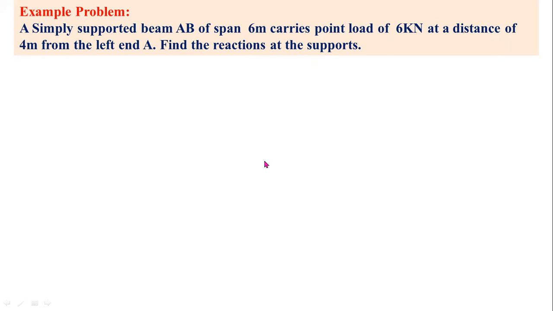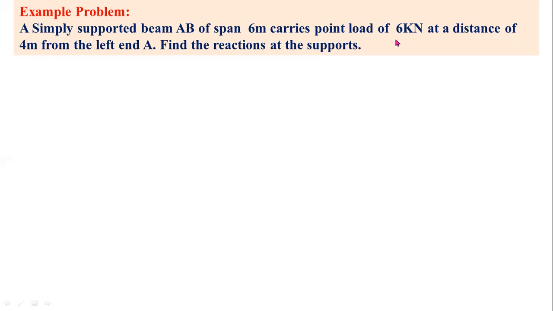From the given question, first of all, you have to draw a diagram. Here the type of beam is a simply supported beam. So first you have to consider a simply supported beam AB of span 6 meters. Span means the distance between two supports. That means the length of the beam is 6 meters.